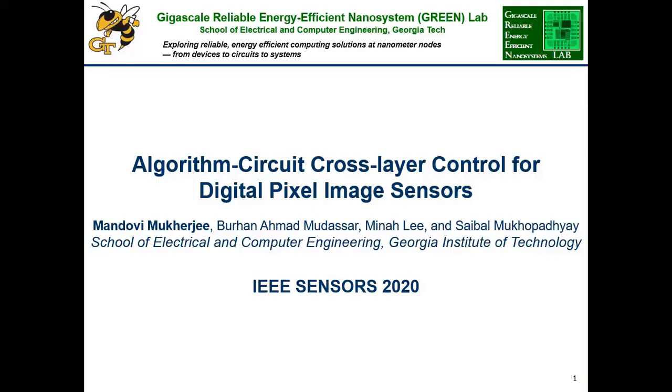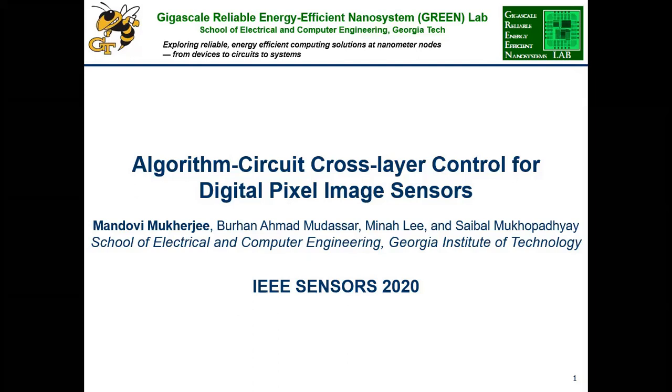So like I mentioned, my name is Mandovi Mukherjee, and I will be presenting our paper, Algorithm Circuit Cross-Layer Control for Digital Pixel Image Sensors, submitted to IEEE Census 2020. The other authors of this paper are Burhan Ahmad Mudassar, Minah and Saibal Mukhopadhyay. I would like to thank all the authors for their contribution to the work.